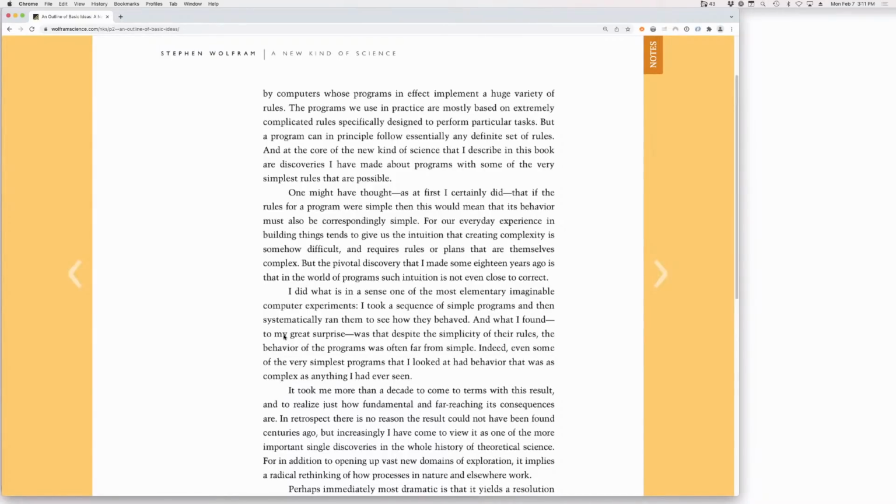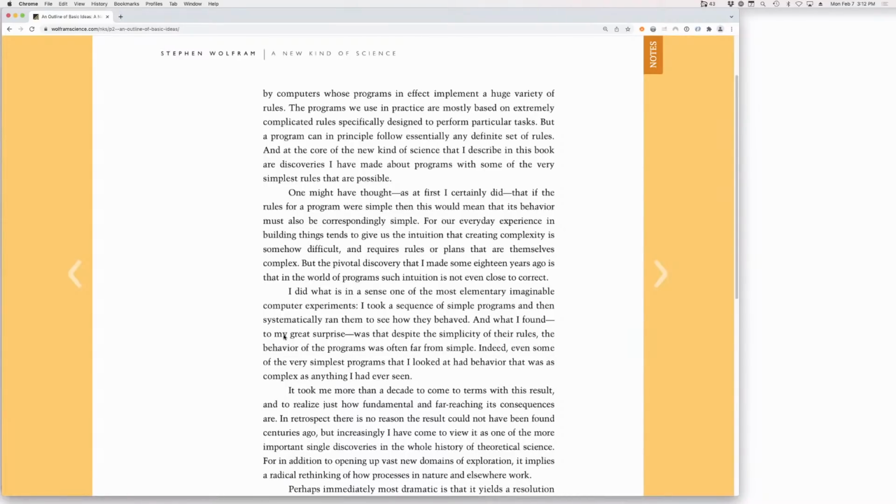And at the core of the new kind of science that I describe in this book are discoveries I've made about programs with some of the very simplest rules that are possible. One might have thought, as I at first certainly did, that if the rules for a program were simple, then this would mean that its behavior must also be correspondingly simple. From everyday experience in building things, we tend to get the intuition that creating complexity is somehow difficult and requires rules or plans that are themselves complex.